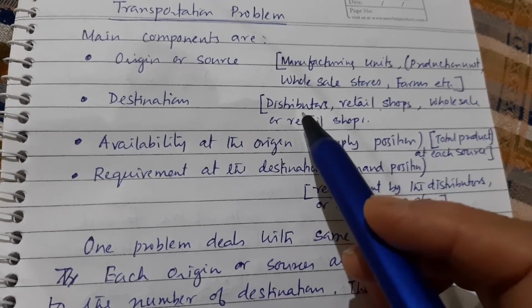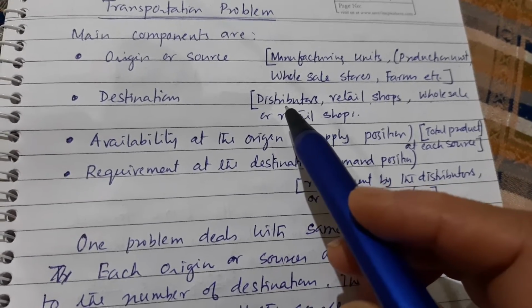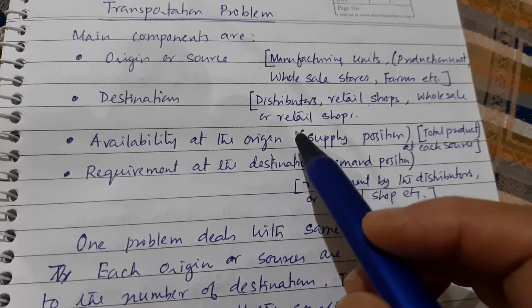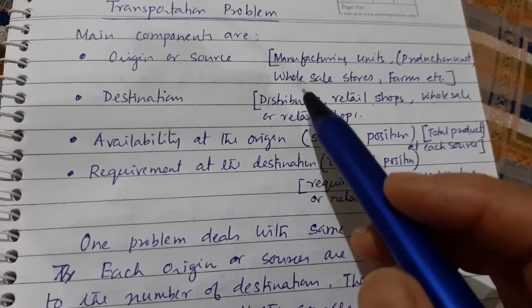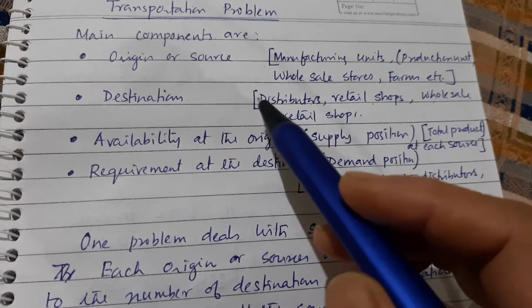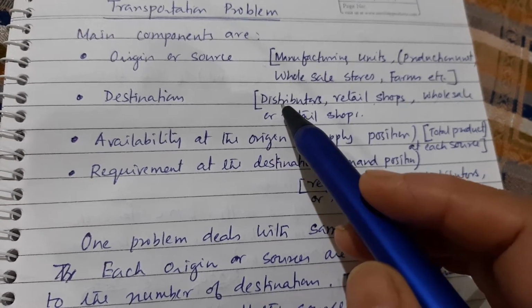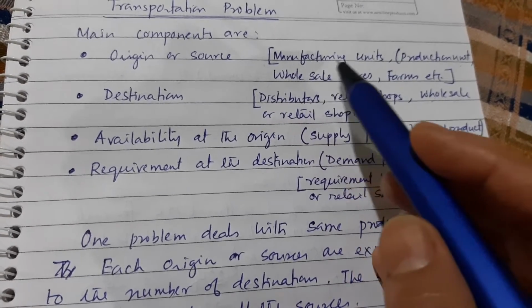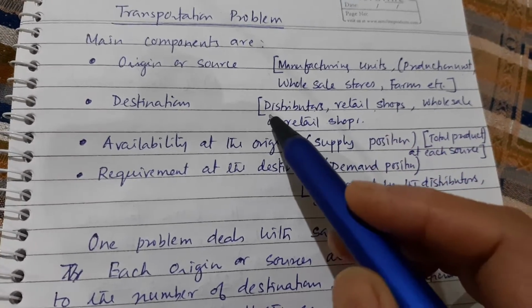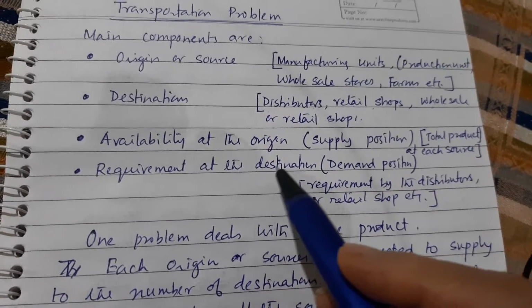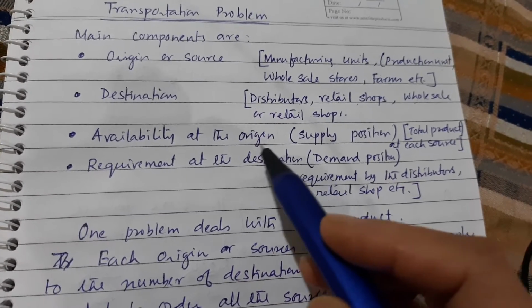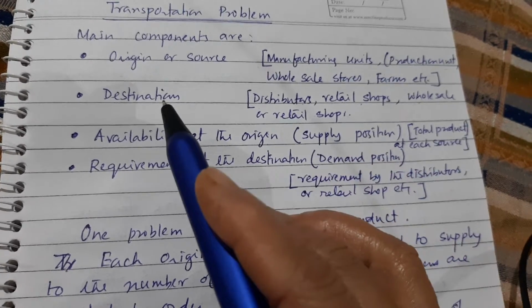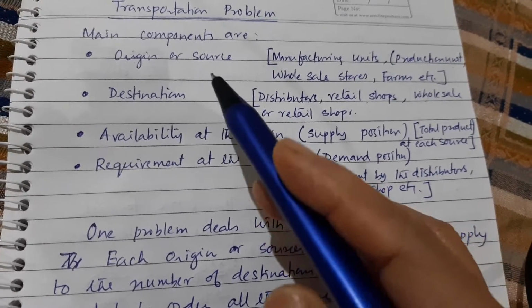And distributors, suppose car distributors, can sell 5 cars a day, or 10 cars a day, or 100 cars a day. Those are requirements, because they will require 100 cars or 10 cars or 20 cars from the manufacturing unit. So the distributors' requirement at the destinations is also known as the demand. What is the demand of this destination point?